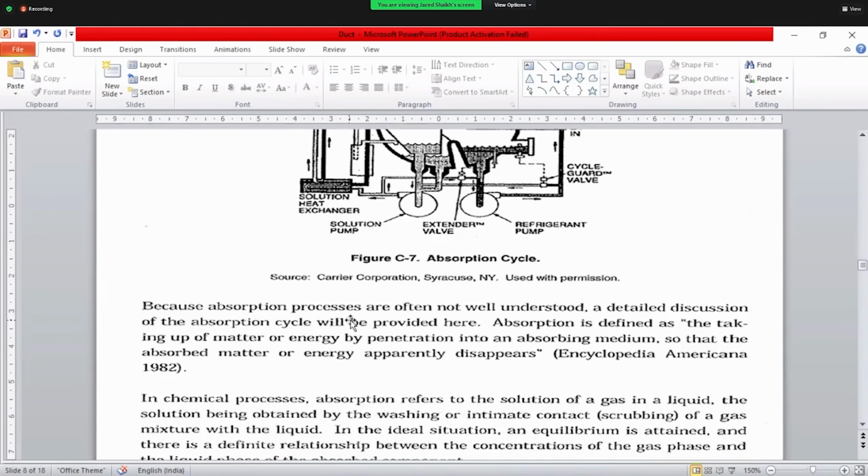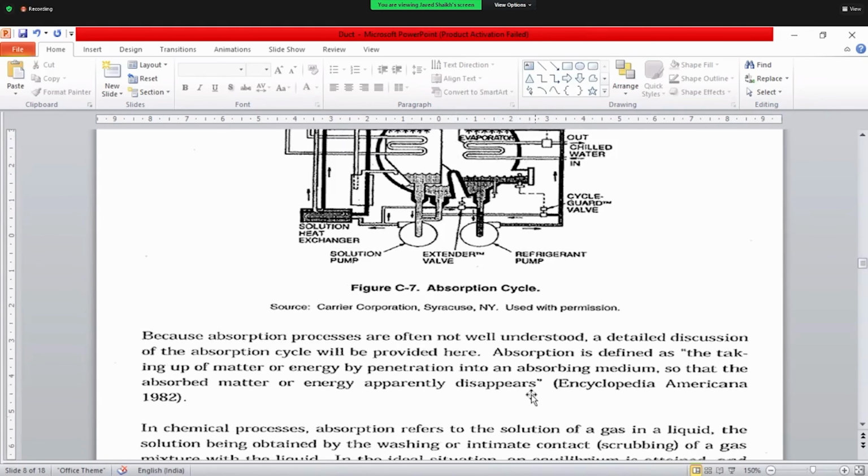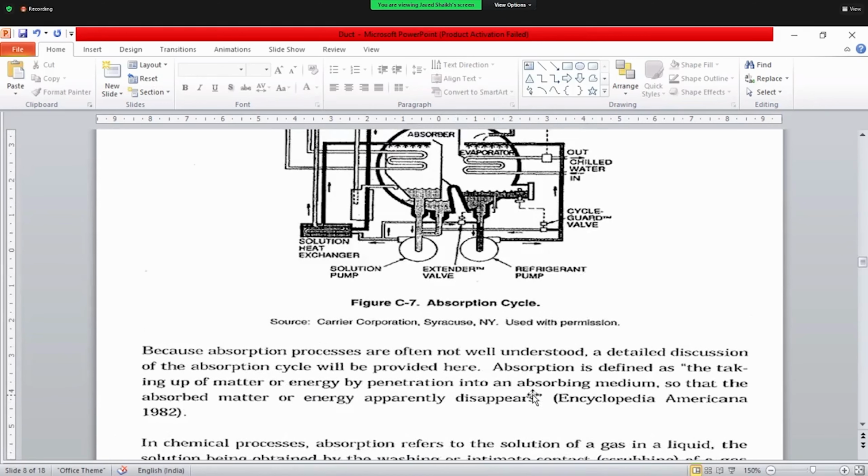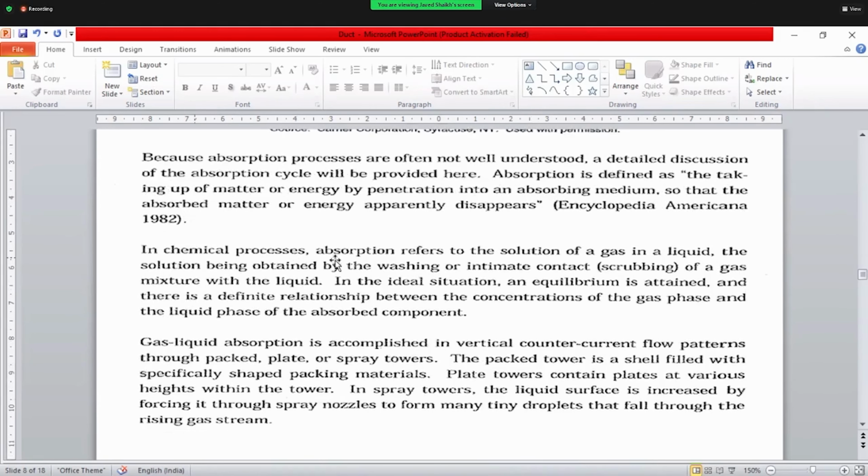Because absorption processes are often not well understood, a detailed discussion of the absorption cycle will be provided here. Absorption is defined as the taking up of matter or energy by penetration into an absorbing medium, so that the absorbed matter or energy apparently disappears. In a chemical process, absorption refers to the solution of a gas in a fluid, the solution being obtained by washing, by intimate contact of a gas mixture with the liquid.